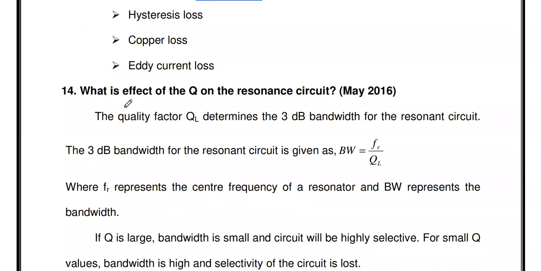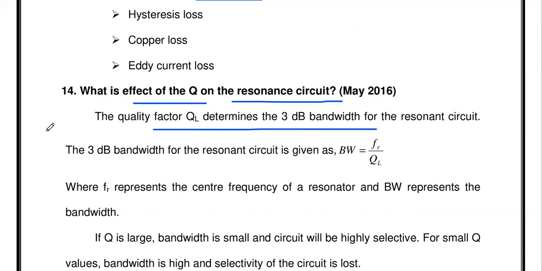And the next question, it's a very important question. What is the effect of Q on a resonance circuit? It's a May 2016 question. Q, you know, is the quality factor. It's an important parameter to measure the quality of an individual coil or capacitor or tuned circuit. So what is the effect of Q on resonance? Resonance means tuned circuit. The quality factor QL determines the 3 dB bandwidth of the resonance circuit.